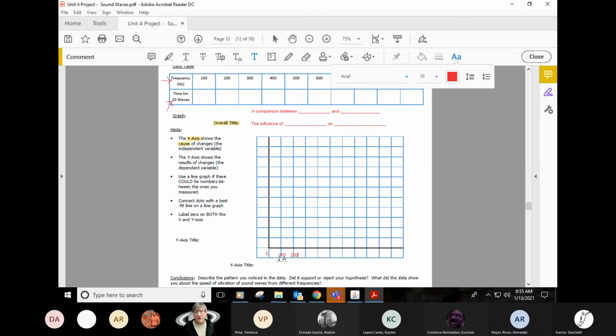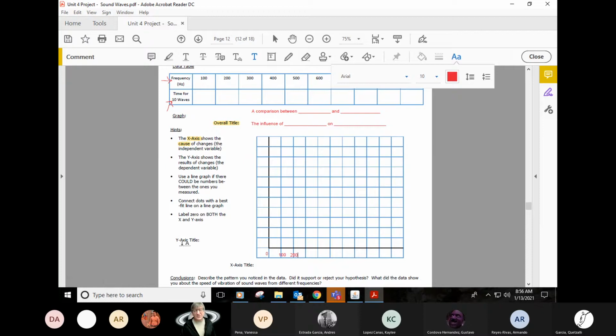But what are these numbers? Are these miles per hour? Is this the time it takes for somebody to, I don't know, to run? No, these are not. These are the frequency of the sound. So you have to include that in a title.